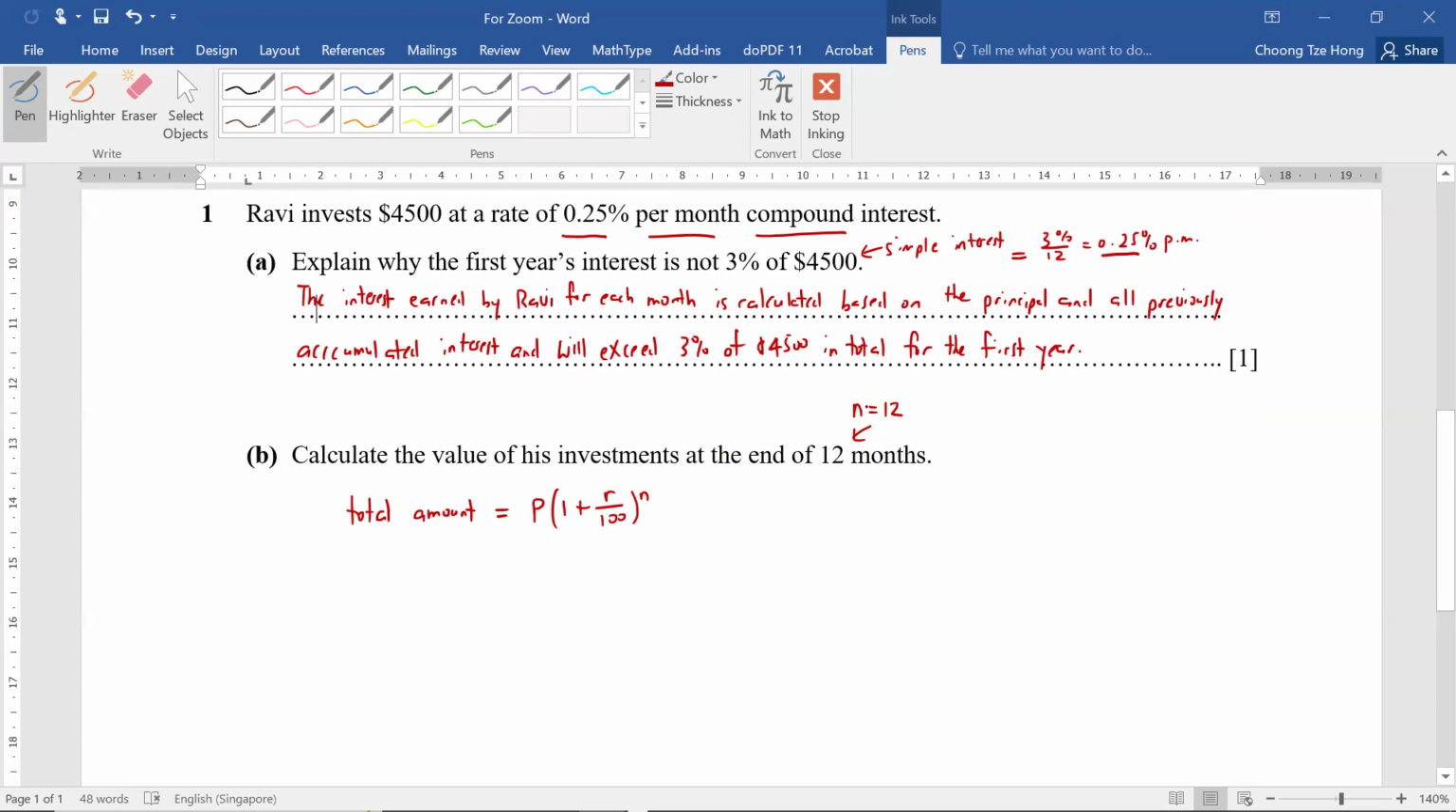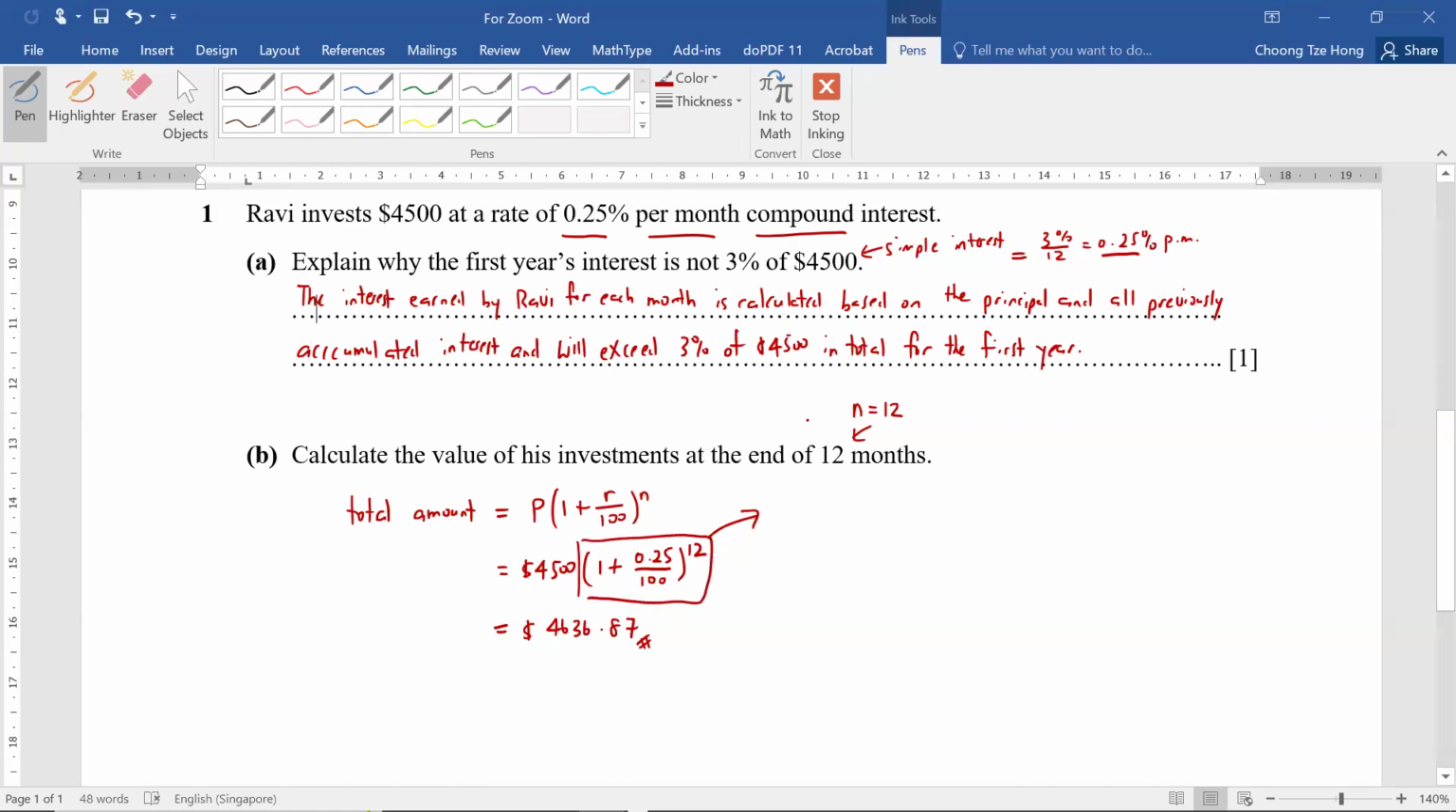N is not the number of years. It's the number of times that you compound within the period that you are considering. So the principal is 4,500, multiplied by 1 plus the interest rate of 0.25% per month over 100, to the power of 12. If you do the calculation, you end up with the answer of 4636.87. I would like to expand a little bit on this part.